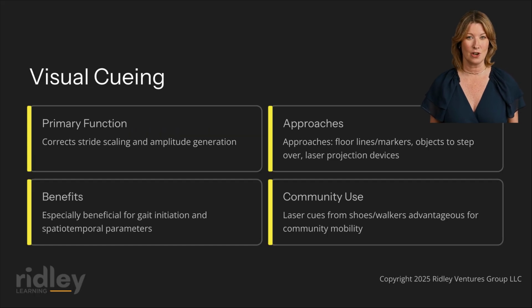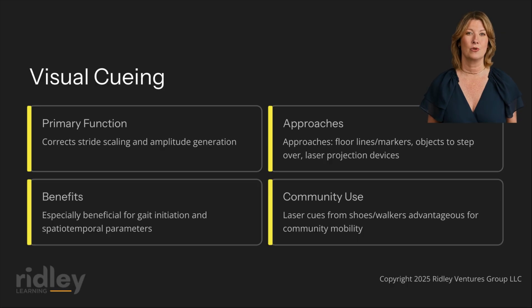Visual cueing strategies correct and regulate stride scaling and amplitude generation, making them particularly effective for improving stride length and step length. Common visual cueing approaches include two-dimensional cues, such as lines or markers placed on the floor, three-dimensional cues, such as objects to step over, and laser beams projected from walkers, belts, or shoes. Visual cues are especially beneficial during the preparatory phase of gait initiation and for improving spatiotemporal parameters during walking.